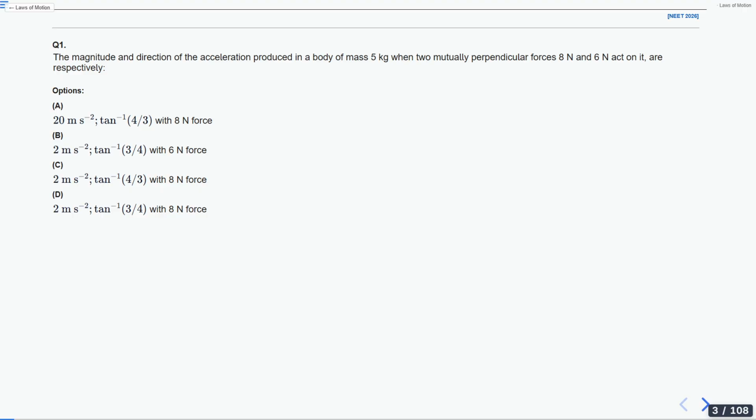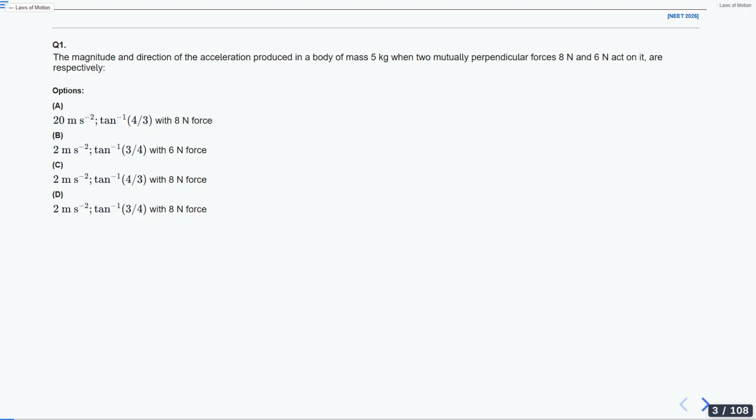There are two ways to find the resultant. One is that when two vectors are placed tail to tail and the angle between them is theta, the resultant is the square root of a1 square plus a2 square plus twice a1 a2 cos theta. Here theta will be 90 degrees. Option D is correct. So it's 2 meter per second square, tan inverse 3 by 4 with the 8 Newton. This was actually a question from NEET 2026 held on 3rd of May.